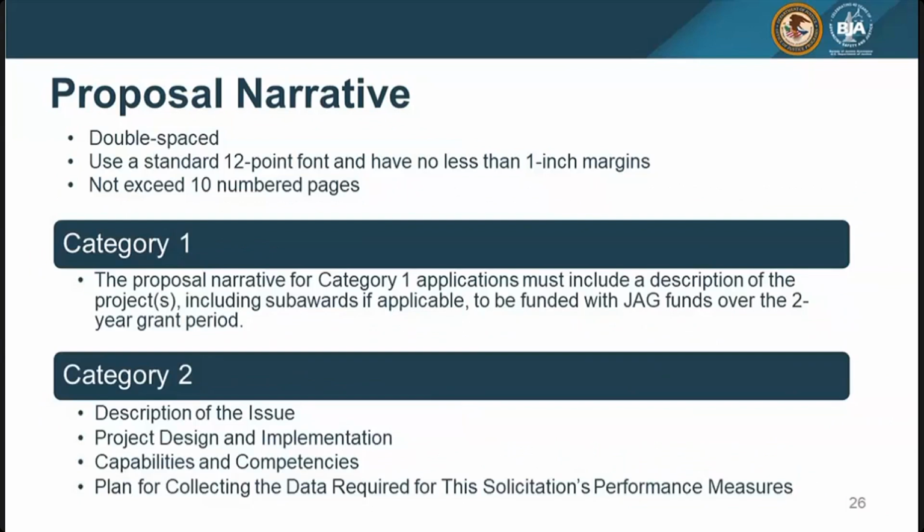For the proposal narrative, we require more information for awards that are over $25,000, which is Category 2. Category 1 applicants should include a description of the projects that will be funded by JAG over the 2-year period. Category 2 requires a description of the issue, project design and implementation, capabilities and competencies, and a plan for collecting the data required for performance measures. The proposal narrative should be double-spaced, 12-point font, and not over 10 pages long.